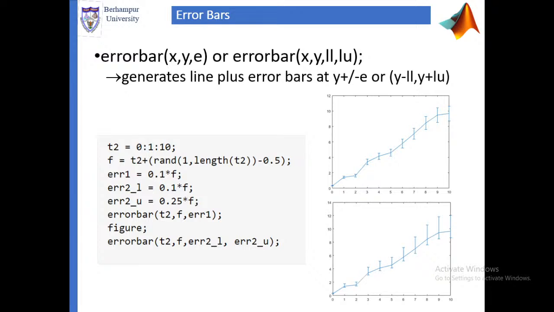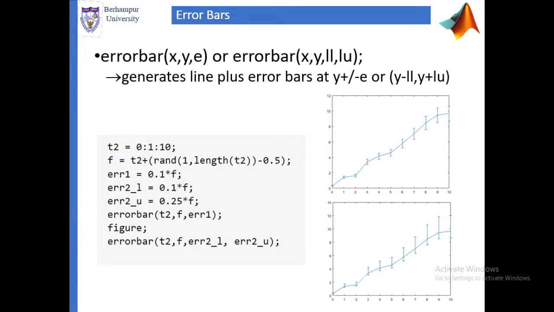Now errorbar(T2, F, error 1). That plots T2 and F, and with that plot, error 1 also will be there. That is shown in the top figure. Then we have written figure, so another figure window will come. There we are writing errorbar(T2, F, error2_L, error2_U).